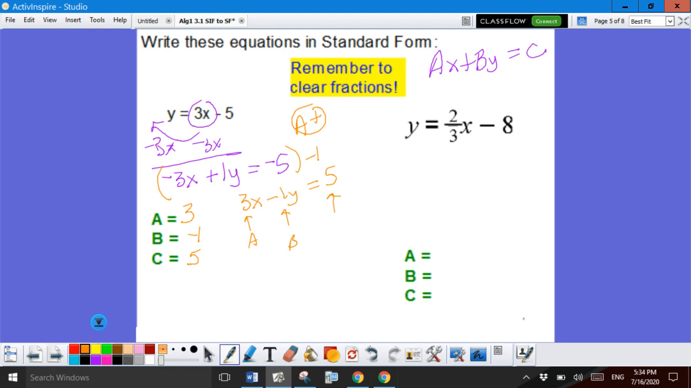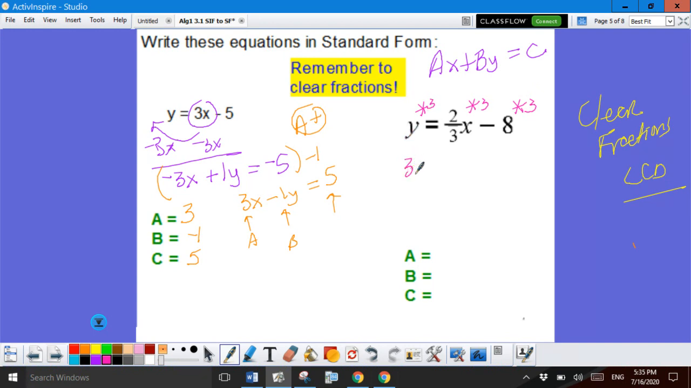Okay, let's take a look at the next problem. So the next problem has a fraction. So I could move this 2/3 over, but then I just moved the fraction from one side to the other. So when I have a fraction, I'm going to clear fractions, and hopefully you remember how we did that. Remember, we needed to have a least common denominator. Well, in this case, there's only one denominator, which happens to be a 3. So I'm going to multiply every piece by 3.